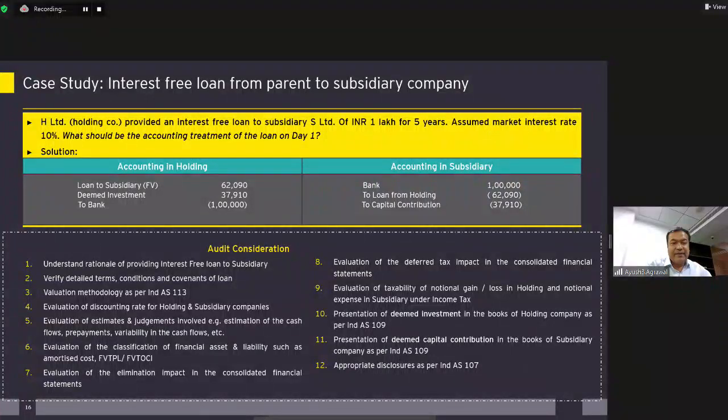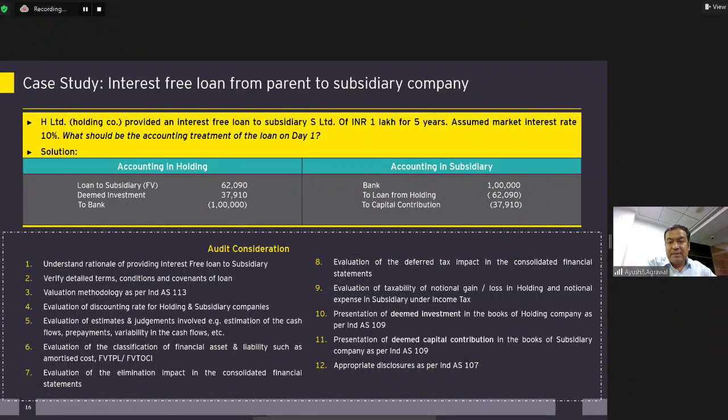Loan account is debited with 62,000 rupees. The remaining residual of 37,000 rupees is a kind of a benefit which has been passed on by the holding company to the subsidiary company, and hence it becomes a kind of a deemed investment which will be debited. This deemed investment will be shown along with the investment in subsidiary only in financial statement. And then bank will be credited for 1 lakh rupees.